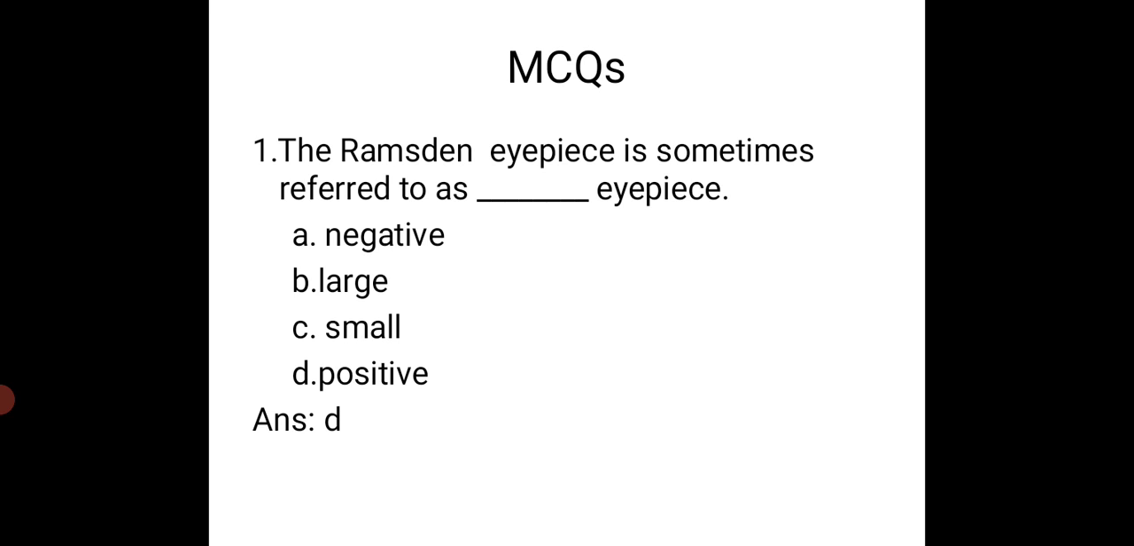So that's about the Ramsden eyepiece, its cardinal points and equivalent focal length. At the end of the session, you should be able to answer questions like these MCQs. The Ramsden eyepiece is sometimes referred to as dash dash eyepiece. It is a positive eyepiece.